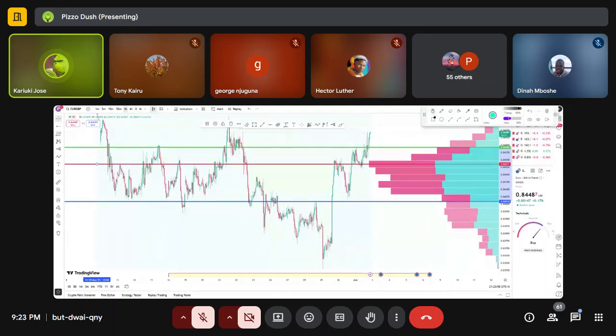So hizi lines zetu tatu. So the first line and the major line is the point of control, it's the red one. Inakuonyeshana kwenye a lot of trading activities was taking place, ama kwenye both buyers and sellers walikuwa naona equilibrium. So wote walikuwa na take a lot of trading activities at this specific area. So mostly you will see the price, let me change this color maybe to blue. So mostly you will see the price reacting to that zone.